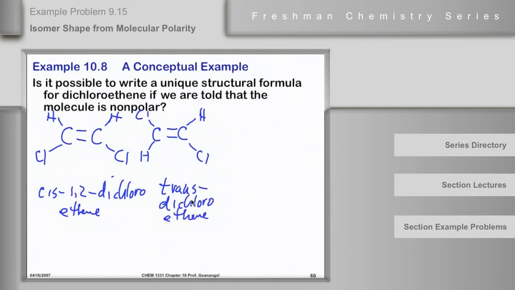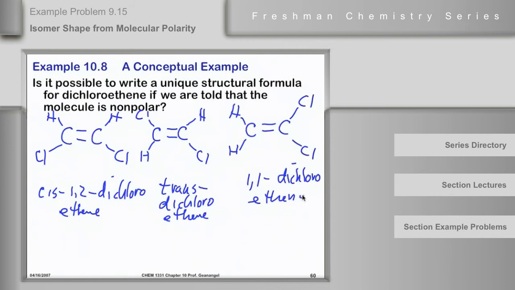The other possibility is to put both chlorines on one carbon. And that would make the other carbon have both hydrogens. That is called 1,1 dichloroethene. And that's all the possibilities I could think of.